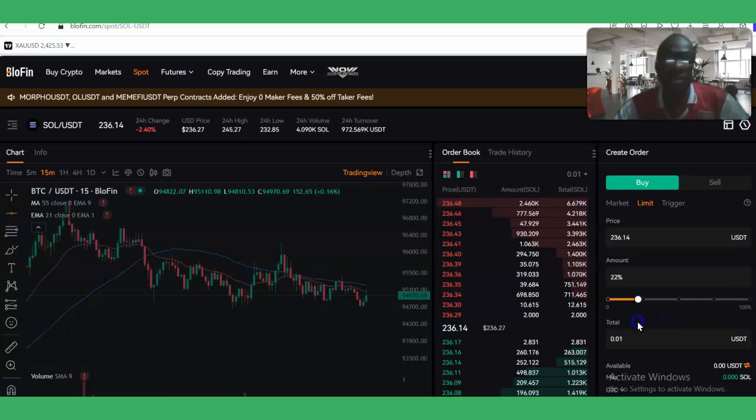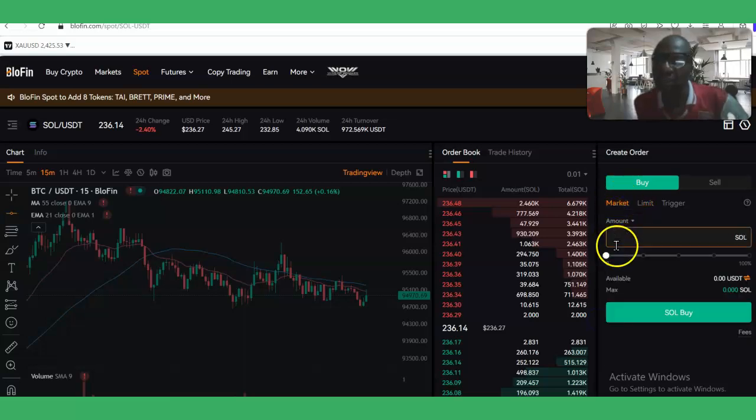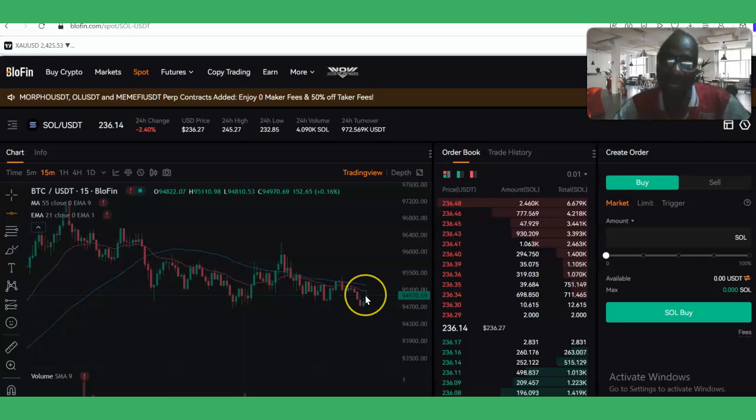Then you can also use instant market execution. Instant market execution means I don't need to wait. This thing I've already bought is almost going to my target, so let me just buy immediately where it is. It's called instant market execution. So what you do is make sure it is at market.